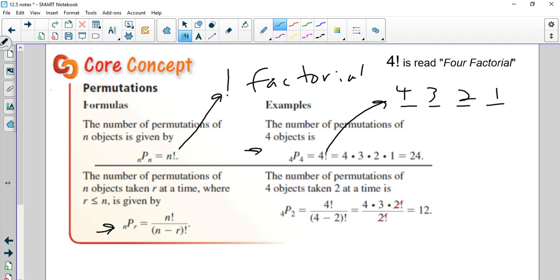Okay? So the number of permutations of 4 objects taken 2 at a time. The formula says on top we have 4 factorial, and in the bottom we do 4 minus 2 factorial. And these cancel. Now, I'm also going to show you a nice way with the calculator that you can use, if I can get the calculator to work.